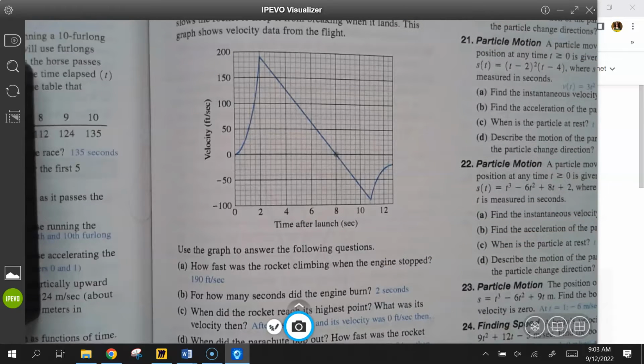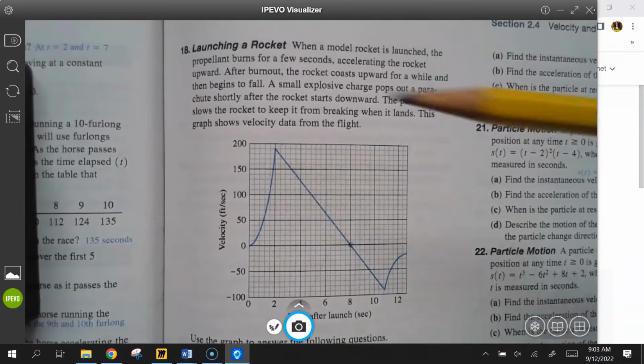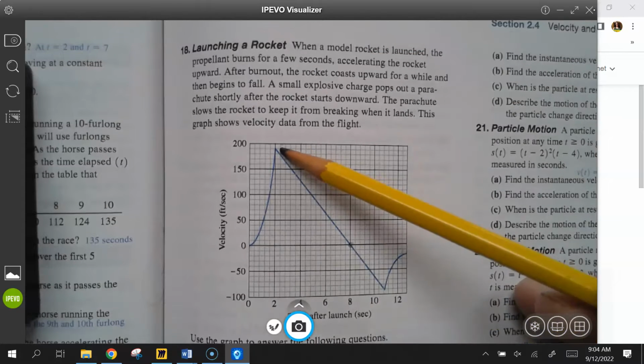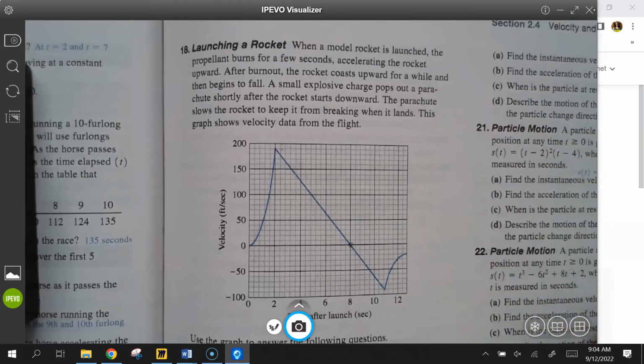So the first question is, how fast was the rocket climbing when the engine stopped? Well, where did the engine stop? So you can see the word problem. Burns for a few seconds, accelerating the rocket upward. After burnout, it coasts upwards for a while, then begins to fall. So it's still going up, and then it starts to fall. Where does the engine stop? About 2 seconds. Does everybody see that?